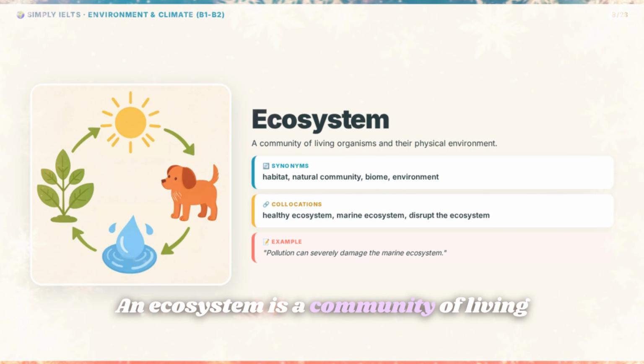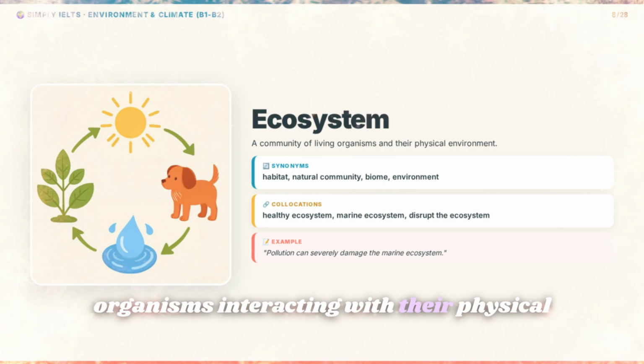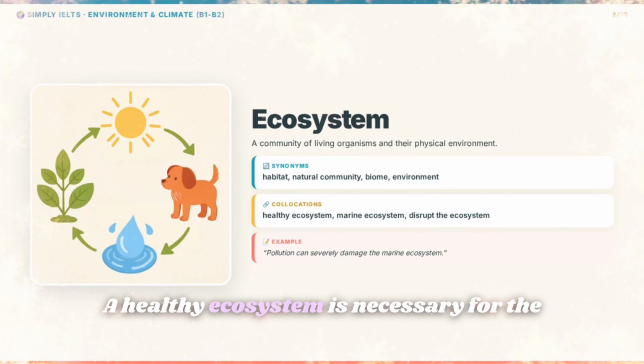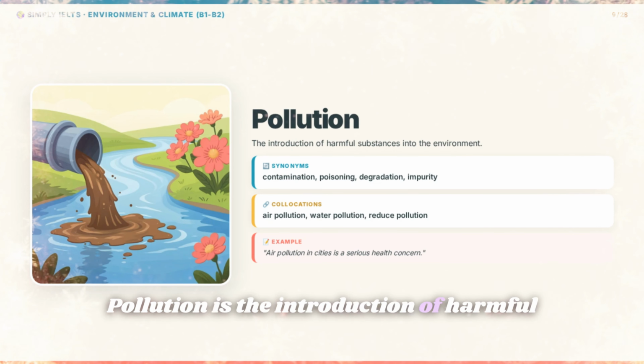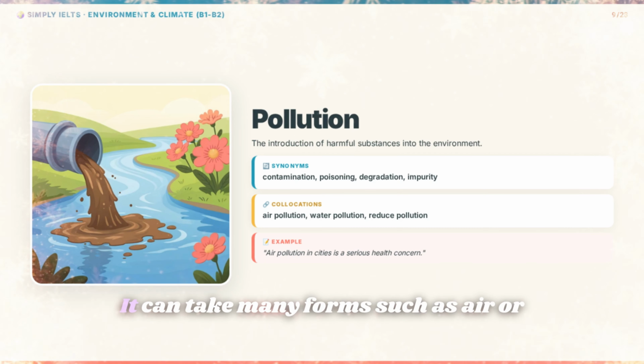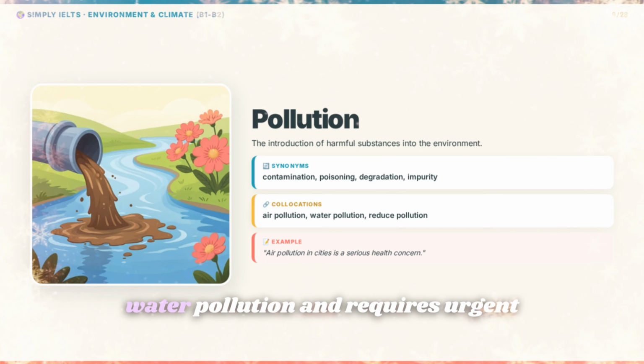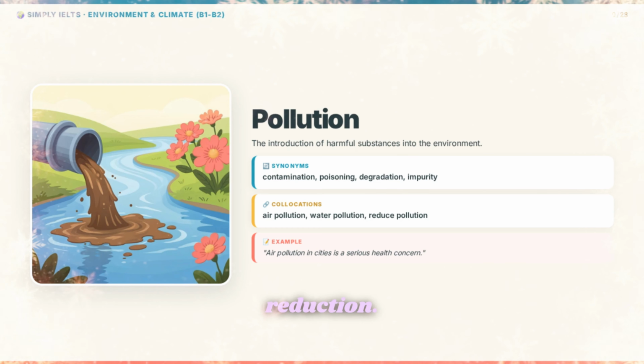An ecosystem is a community of living organisms interacting with their physical environment. A healthy ecosystem is necessary for the survival of the species within it. Pollution is the introduction of harmful substances into the environment. It can take many forms, such as air or water pollution, and requires urgent reduction.